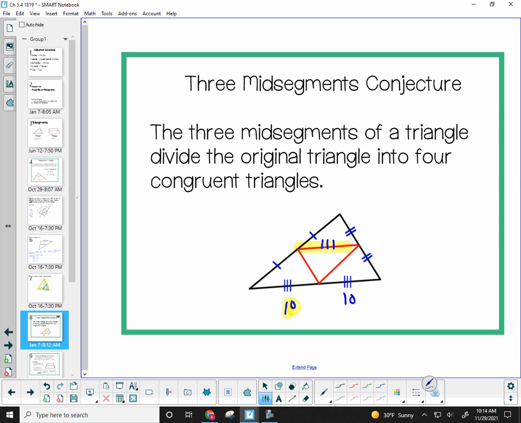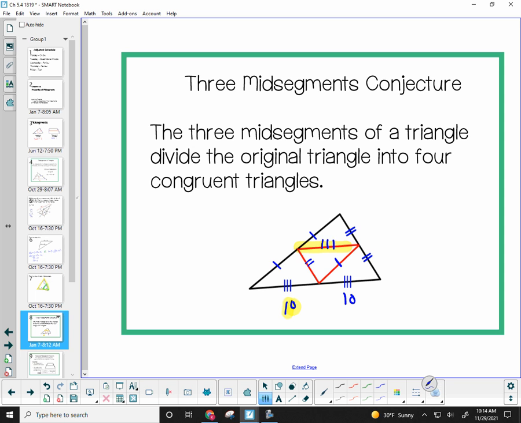Does that make sense? Now think about this midsegment here. How many tick marks should this one have? 2. This one should have 1. So now look, side by side, we have 4 congruent triangles. Does that make sense now, how that all works out? All right, so that's our midsegments with triangles.